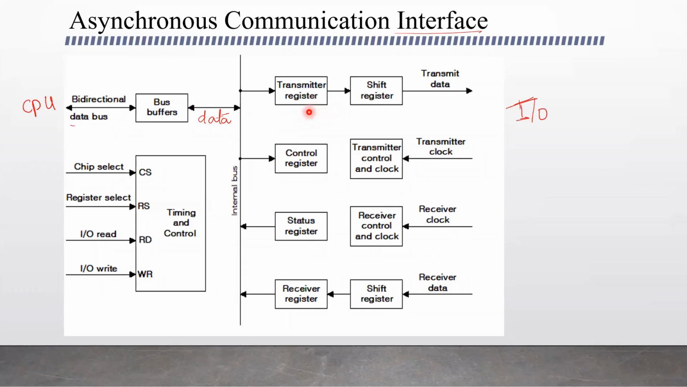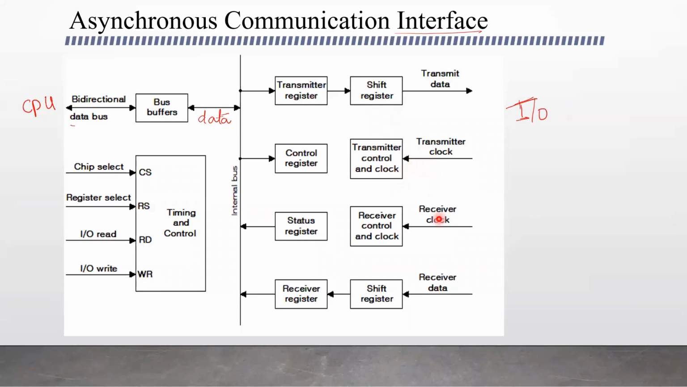And then the data in the transmitter register is shifted to the other end through this shift register. The shift register is to shift the data serially to the destination unit. Okay, this is the transmitter part of this interface.